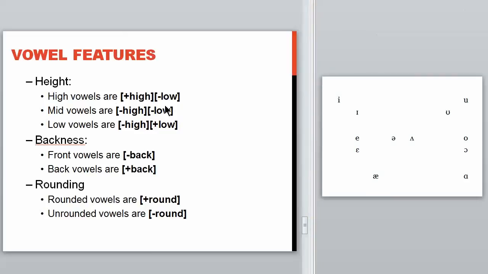Now, the only trick here is with height. We need to distinguish between three heights. So high vowels, intuitively, will be considered plus high. Our low vowels will be plus low. And the mid vowels will be neither. So minus high and minus low.